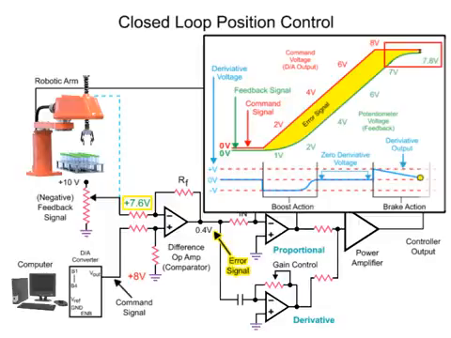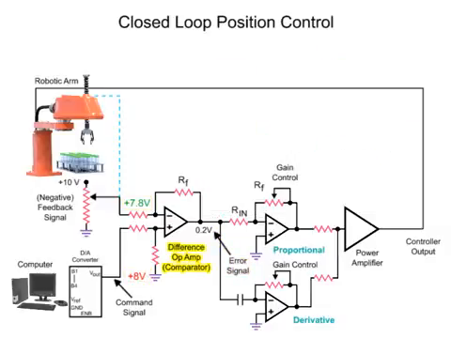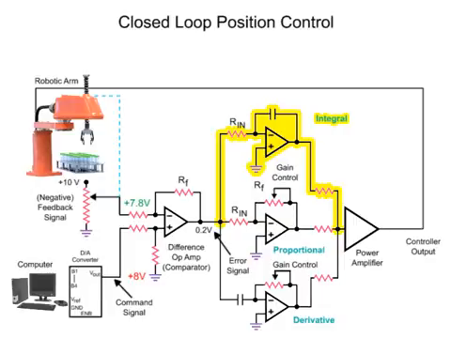Friction and mass of the robotic arm contribute to the system negatively, where the robotic arm fails to reach the desired position. With a reduced error signal due to feedback voltage and command voltage not being equal, a steady-state error condition exists. In this condition, the difference op amp creates a steady voltage and the arm continues to move. To overcome the steady-state error, an integral amplifier is added to the circuit.